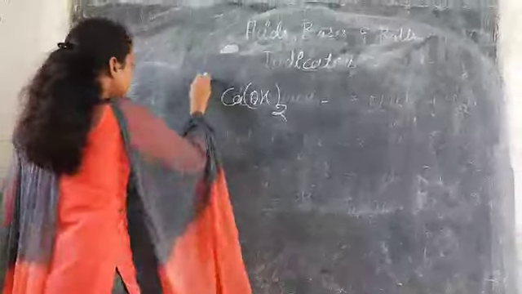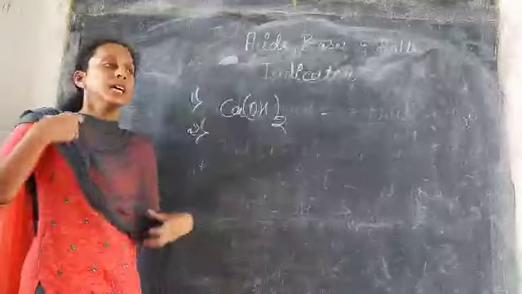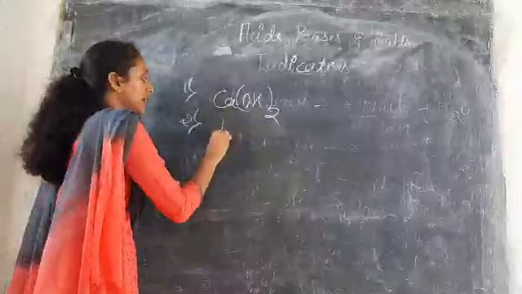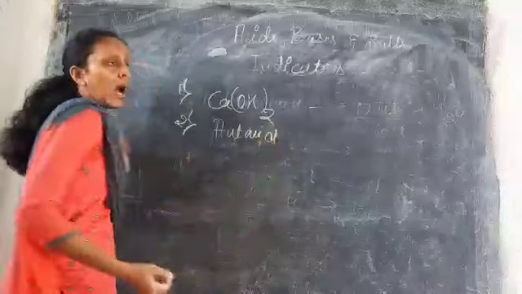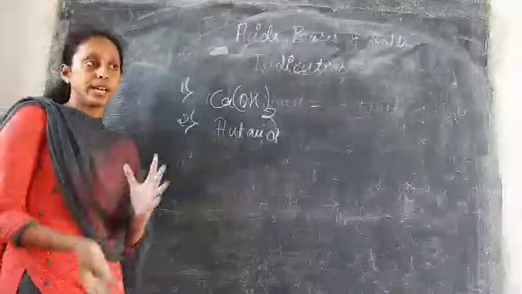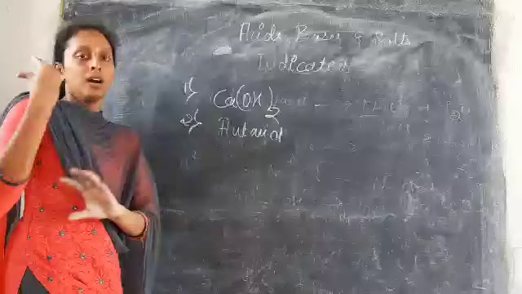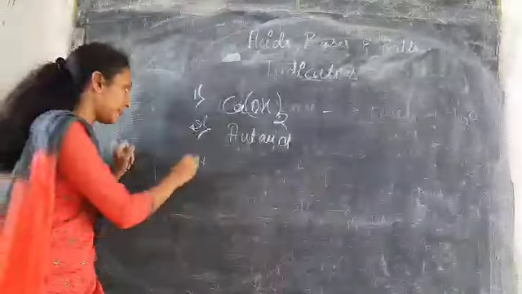The next application is that it is used as an antacid. For example, those who have gastric problems are given an antacid to neutralize. Acid is present in the stomach, and due to the acid there is a gastric problem, and the antacid, which is a base, will go and neutralize the acid. So that is the second application.